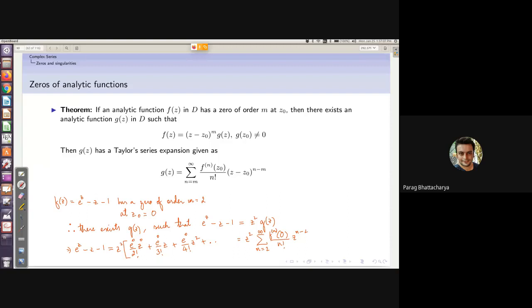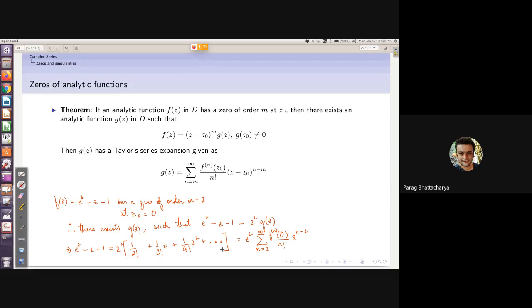And e to the power 0 is anyway going to be equal to 1, right? So this is 1, this is also 1, this is also 1, this is also 1. So we will have 1 by 2 factorial, 1 by 3 factorial into z, 1 by 4 factorial into z square and so on. So this is what it is. You multiply this z square throughout, and that is going to give us a series expansion.